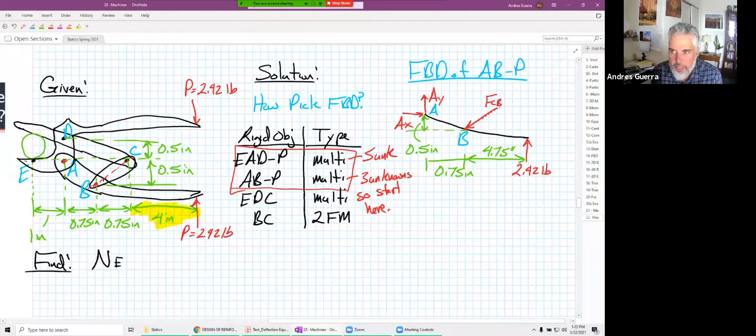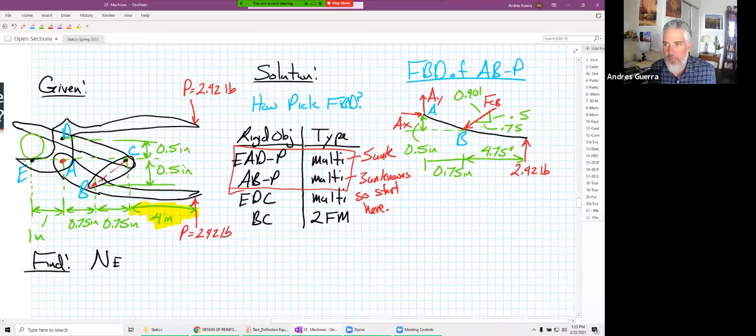And then FCB, if we look at the geometry there, it's a slope of 0.75. We've got a 0.5 there, and that makes the hypotenuse 0.901. So we know the slope of FCB right there. Hey, take a look at that. We just went from this crazy set of pliers where we've got all this stuff going on to our first FBD. It's got 3 unknowns. It's got a known value on there. And now comes really the easy part.